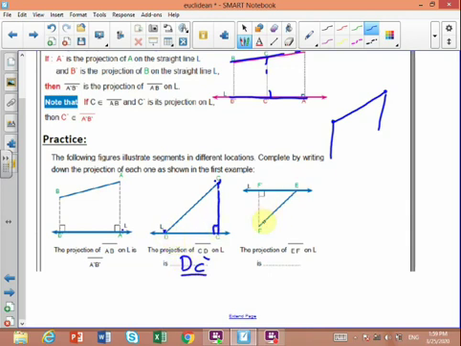What about the projection of EF? Projection of E: it is on the line, so the point will not change. Projection of F: take a line perpendicular from the point to the line. Its name here is F dash. So the projection of EF on L is EF dash.